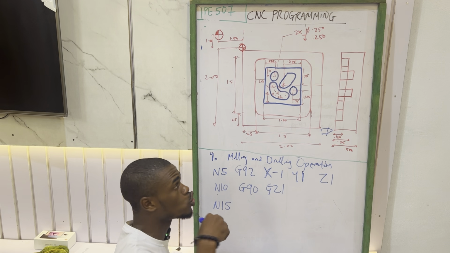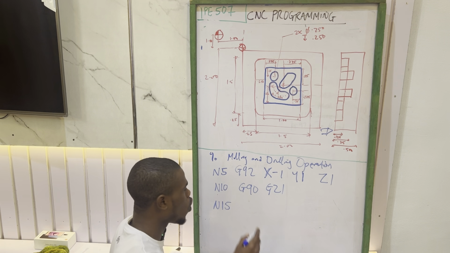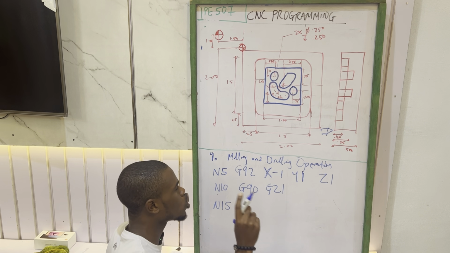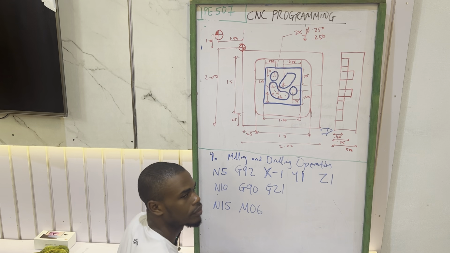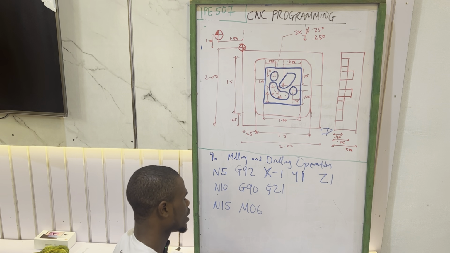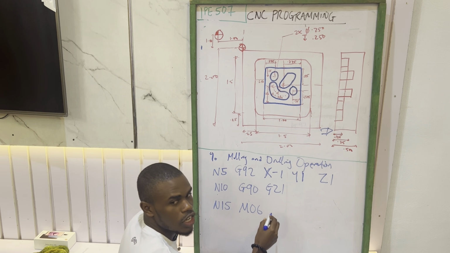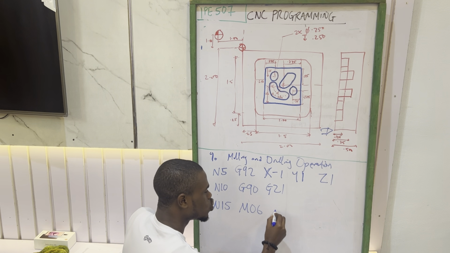So we want to change the tool because we don't know the initial tool that was used before. I said to change your tool, you use this operation, M06. That is to change your tool. So you input the tool name.